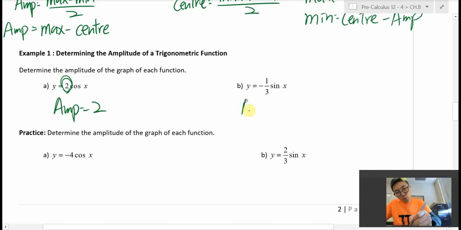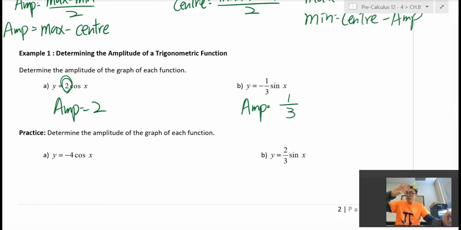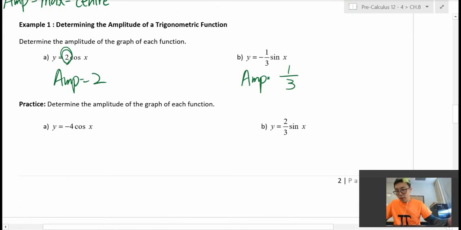Now, for the second one here, amplitude is going to be 1/3. The negative sign does not matter. The negative sign simply flips the graph, but the amplitude is simply the distance. It does not matter if it's flipped or not. Amplitude is now going to be 1/3 of what it was before. So amplitude is simply 1/3. You can try these two and tell me what they are.